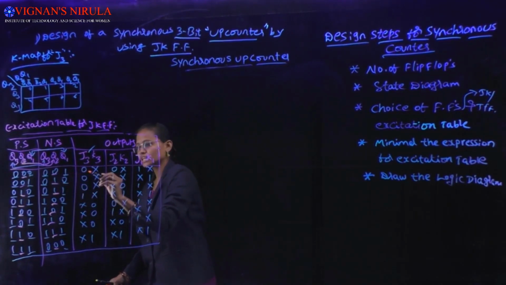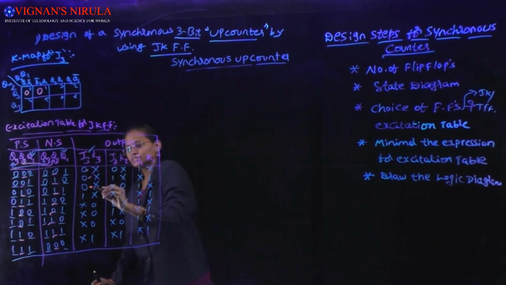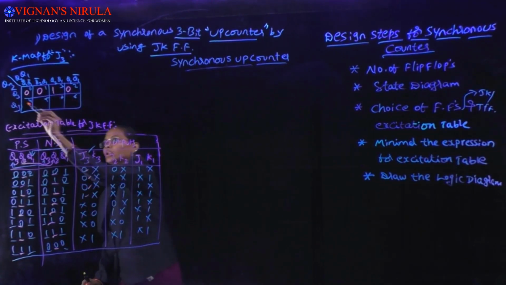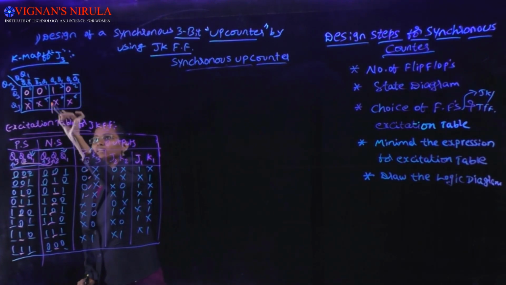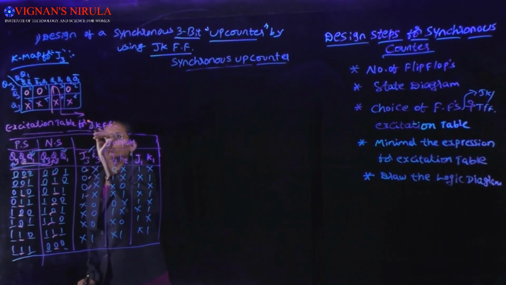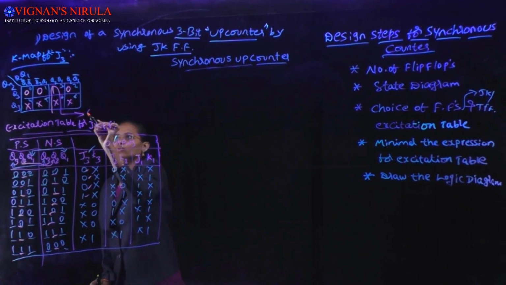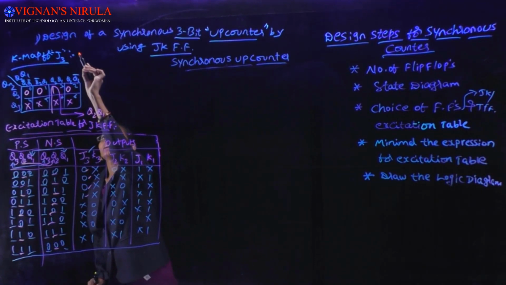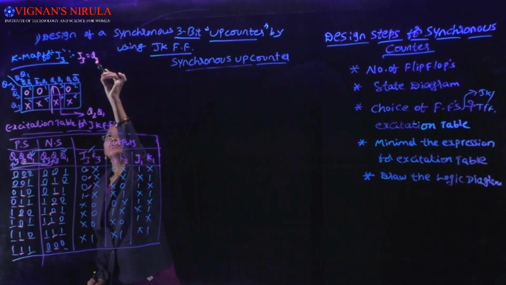Here, 0 cell is 0, 1 cell is 0, second cell is 0, third cell is 1, and the remaining are all X. Here we are grouping the 3 and 7. Okay, what is the product term here? This is Q2 and Q1. So finally, J3 equal to Q2 Q1.